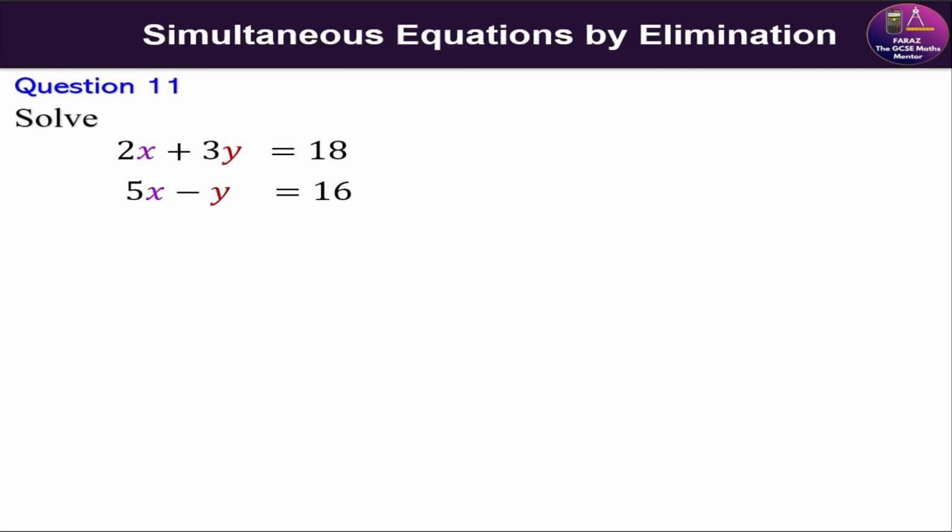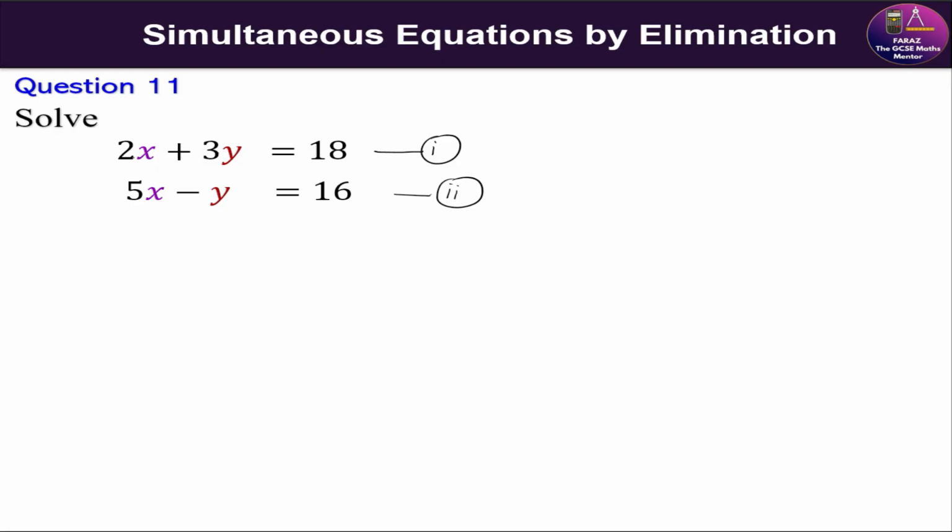Alright, let's start question number 11. Here we have 2x plus 3y equal 18, that's equation number 1, and 5x minus y equals 16, that is equation number 2. So we have to look for the same coefficient. Here we see that the x coefficients are different. It is 2 there in the first equation and 5 there in the second equation, and for y it is 3 there in the first and negative 1 in the second. So to make them same, first we need to choose which variable you want to make same. Like if you want to make the coefficient of x same, you have to multiply the first equation by 5 and the second equation by 2.